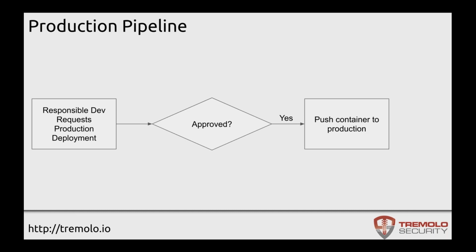So we've done our development, we're happy, we've done all our integration testing. It's now time to push into production. How do we go about doing that? So what we'll do is, as the developer responsible, I'm going to say, all right, I'm ready to push to production. That'll kick off an approval step. Now, most enterprises have different types of approval processes.